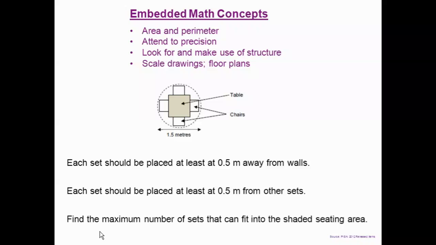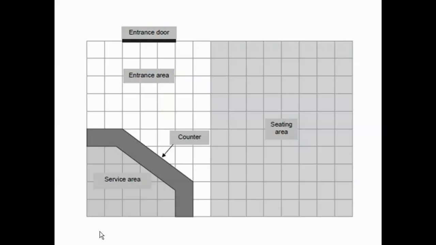And here are the constraints. Each set needs to be at least 0.5 meters away from walls. Now that makes sense, because while you're eating, you don't want to be bumping into the walls with your elbows or whatever. And then you should be at least 0.5 meters away from other people. So pretty real world. So the part of this item is to find the maximum number of sets that can fit into the shaded seating area. So you would take another look at this, and looking at that rectangle, here's what you would do.